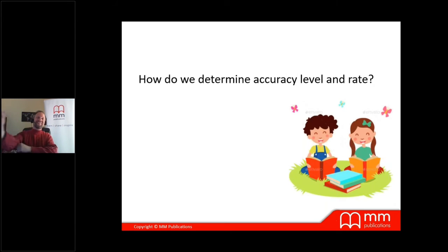You got me right there before. How do we determine accuracy level and rate? Well, first of all, it's not astrophysics. There's no astrophysics to this. We have to listen to them read. That's the number one component of anything that has to do with reading. We have to listen to them, and of course, allow room for more reading to take place in class.